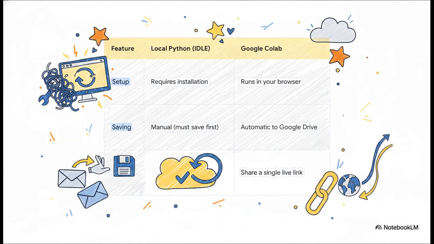I mean, just look at the difference here. With a traditional setup on your computer, you have to install everything. In Colab, you just open a browser tab. Done. Locally, you have to remember to hit Save, Save, Save. Colab, it automatically saves everything to your Google Drive. But the real game changer for students is sharing. Forget emailing files back and forth. With Colab, you share one single live link, just like a Google Doc.